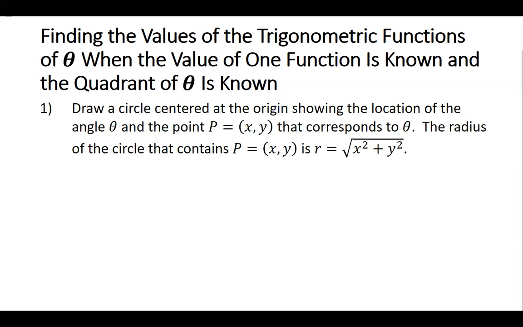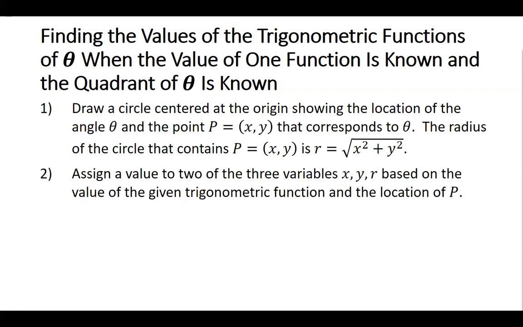So the first thing I do is draw a circle centered at the origin showing the location of angle theta and the point P that corresponds to theta. This is helpful as a visual because then I can see whether X or Y are going to be positive or negative. The radius of the circle that contains P equal X, Y is R is equal to the square root of X squared plus Y squared, right? If I have X, I have Y, then I can use Pythagorean theorem to get R. And I can reverse things too. If I have X and R, then I can get Y. If I have Y and R, I can get X.